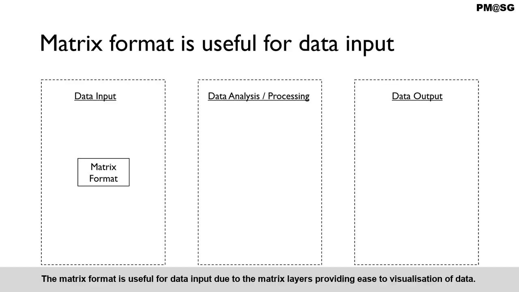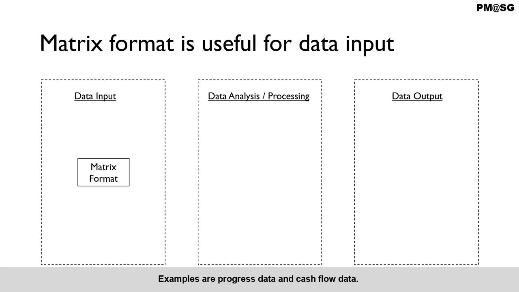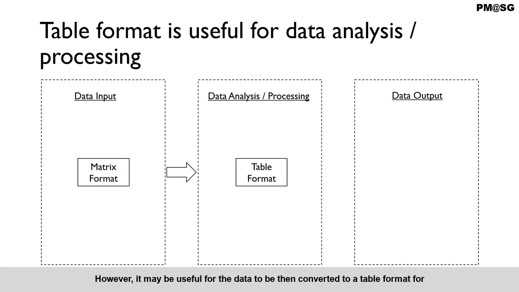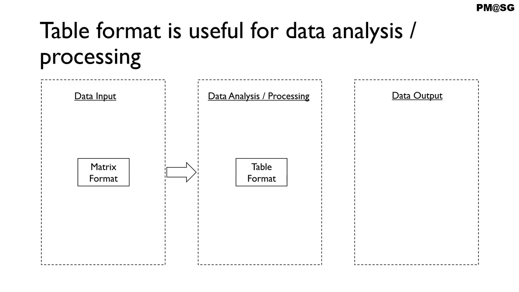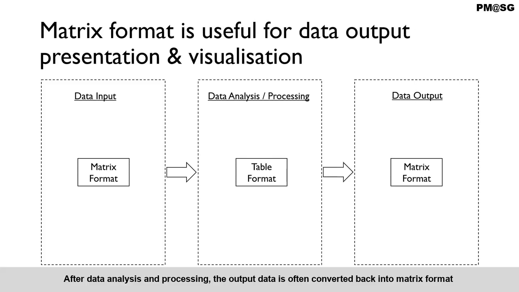The matrix format is useful for data input due to the matrix layers providing ease of visualization of data. Examples are progress data and cash flow data. However, it may be useful for the data to then be converted to a table format for ease of data analysis and processing as shown earlier. After data analysis and processing, the output data is often converted back into matrix format for ease of result presentation and visualization.